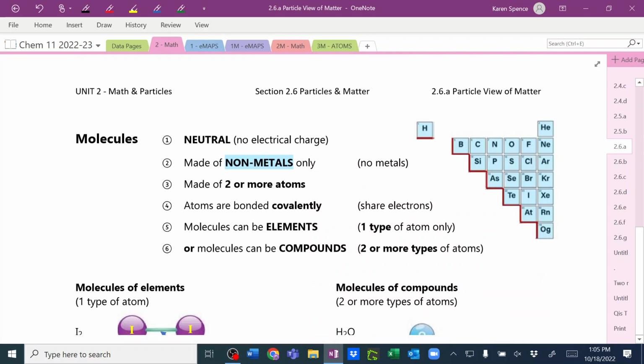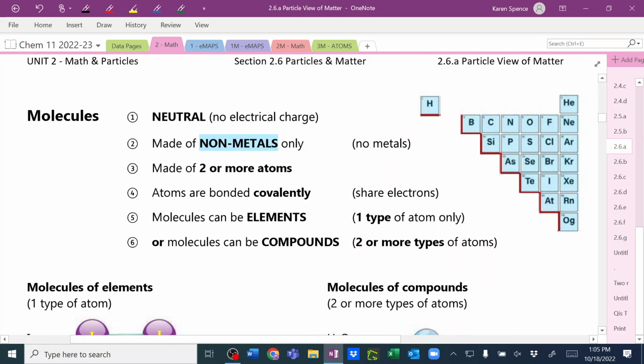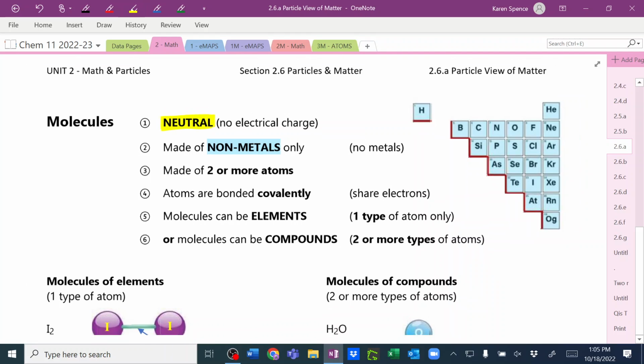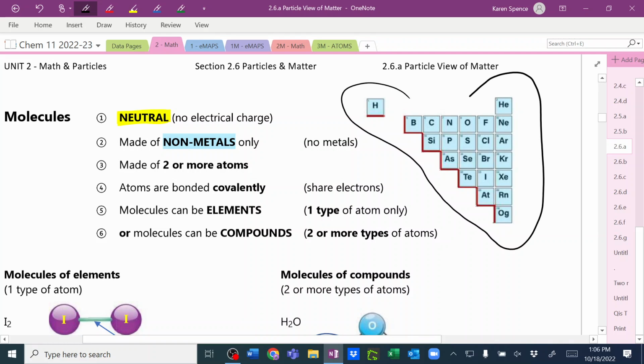Now we're going to move from atoms into molecules. If you recall, the molecules are neutral. And molecules are all made of nonmetals. So if you have a molecule, it's just going to be these elements, the ones that are to the right of the staircase, plus hydrogen.